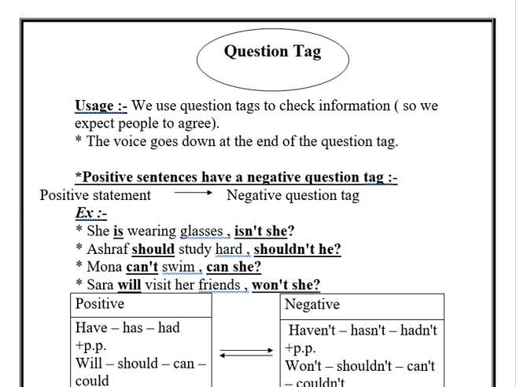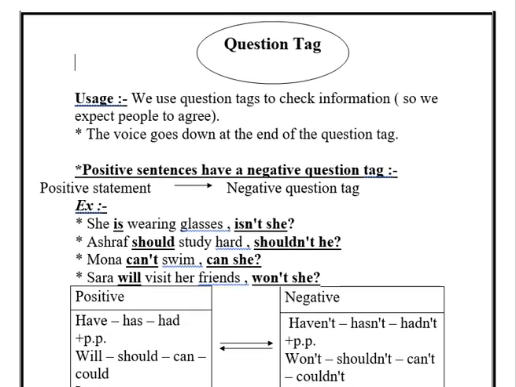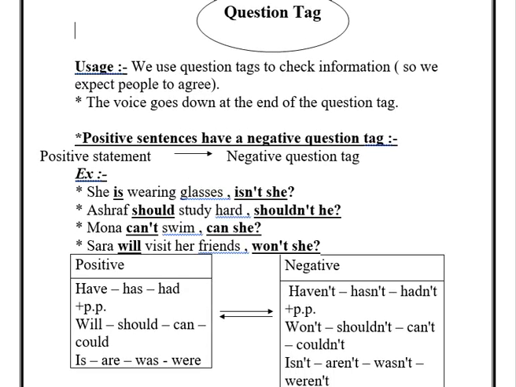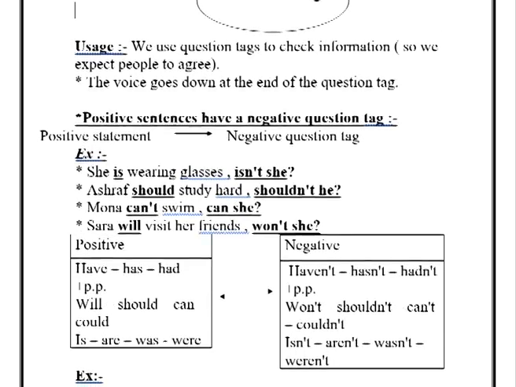From negative to positive. If you have has, have or had plus the verb past participle, you will change it to haven't, hasn't or hadn't. And will, should, can, could will be won't, shouldn't, can't, couldn't. Is, are, was, were will be isn't, aren't, wasn't or weren't. And the opposite, the negative can be positive and positive can be negative.